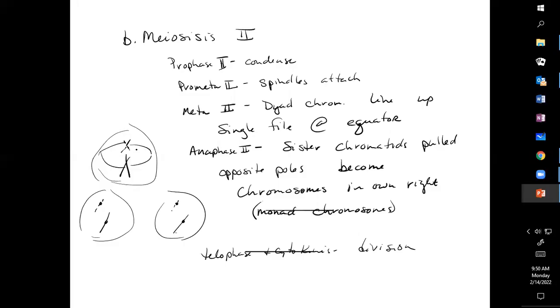Now remember, when we went into this, we didn't just have one cell, we actually had a second cell. That one had the little one as the solid and the big one as the dashed. Those got separated as well. And we have one little one, and we have one big one. So at the end of meiosis 1 and 2, we now have 4 haploid gametes.